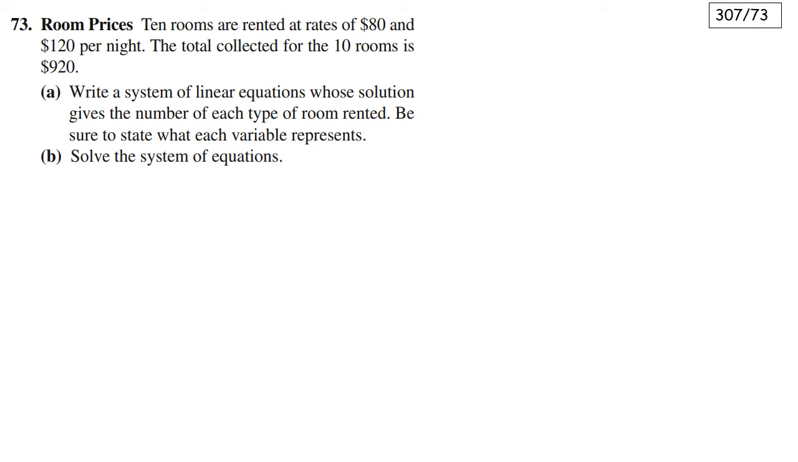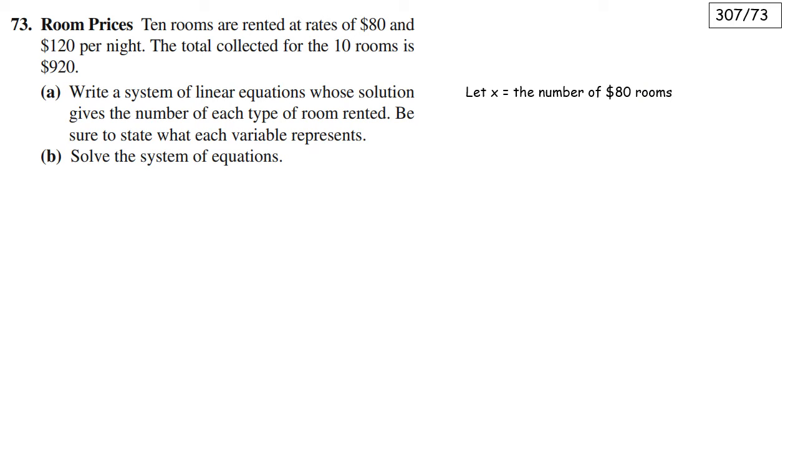Problem 73 on page 307. 10 rooms are rented at rates of $80 and $120 per night. The total collected for the 10 rooms is $920. Write a system of linear equations whose solution gives the number of each type of room rented. Be sure to state what each variable represents.